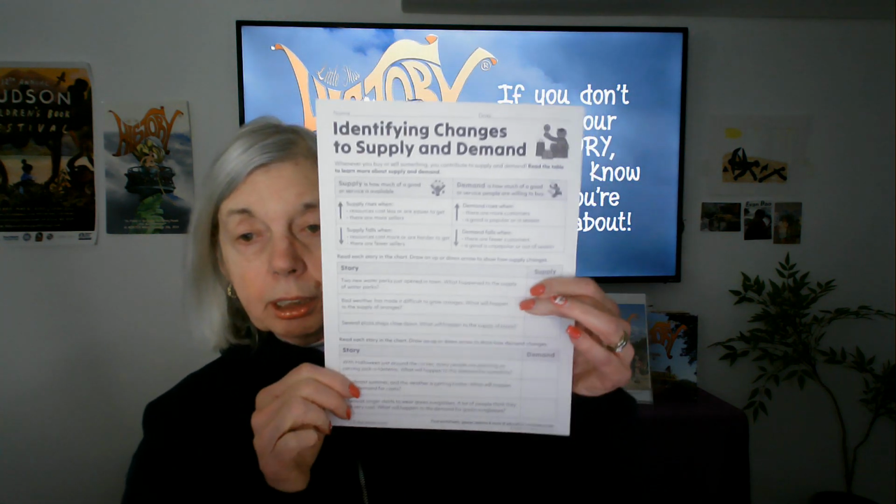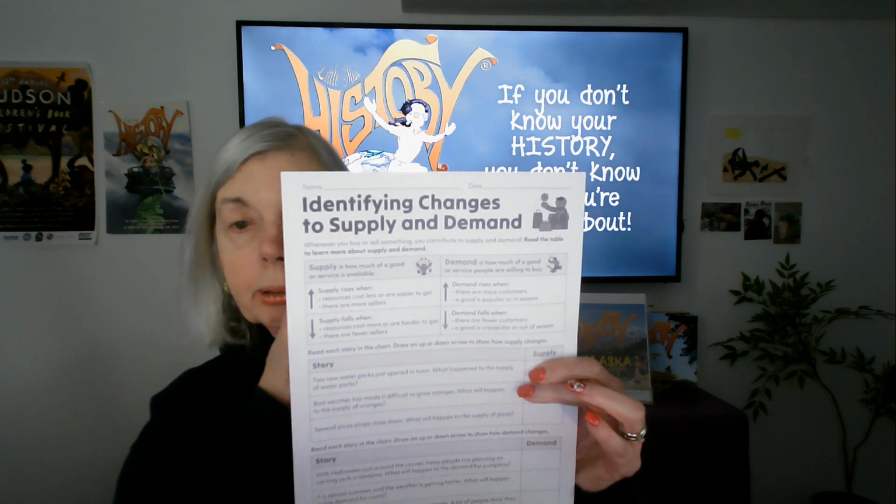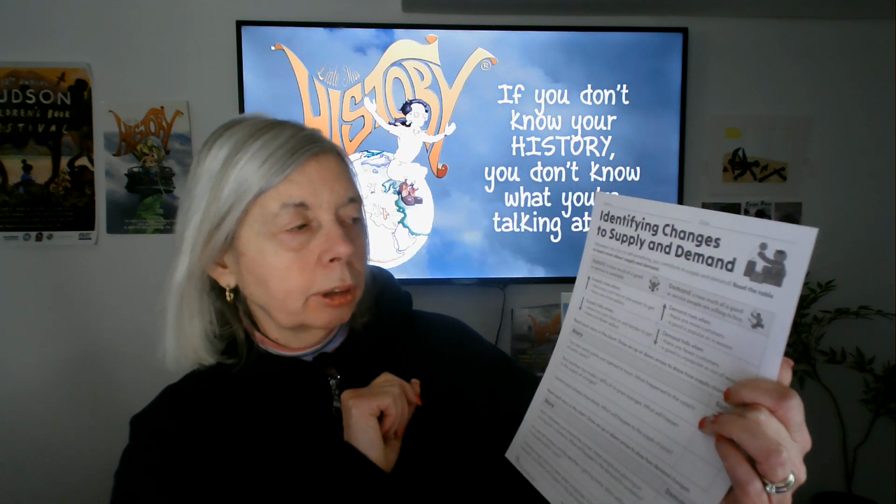First of all, you're going to assemble all your materials. Key component is the worksheet, identifying changes in supply and demand. Now first you're going to discuss with the students what supply is and what demand is. Supply is how much of a good or service that is available. And demand is how much of a good or service that people are willing to buy.